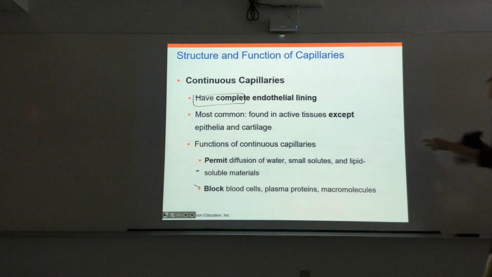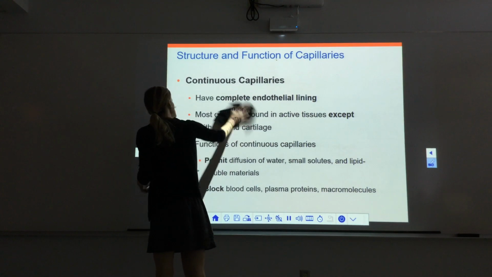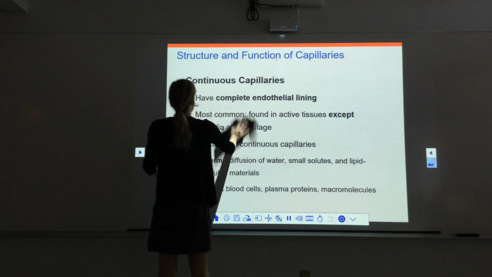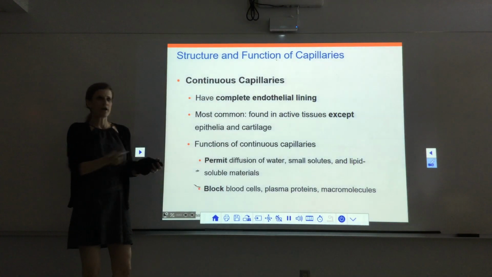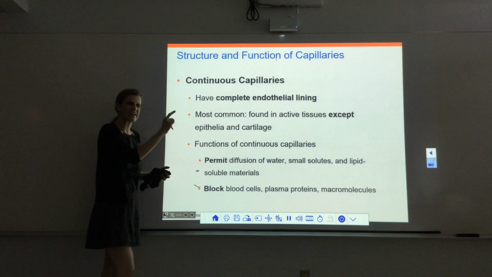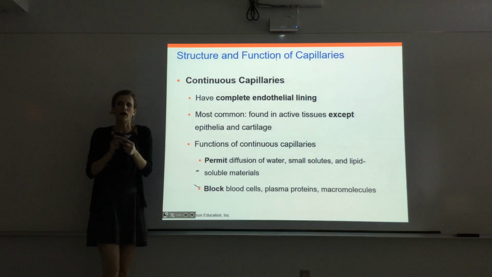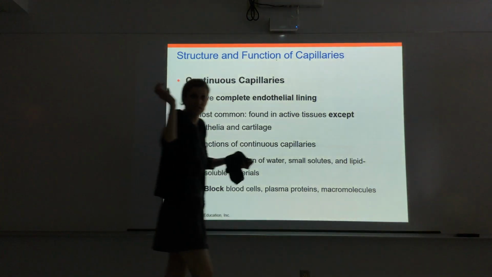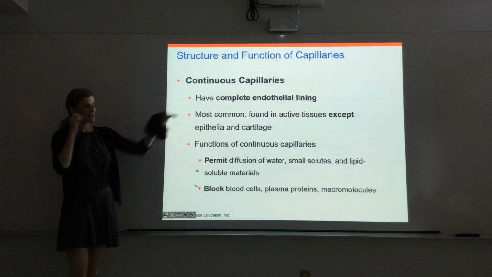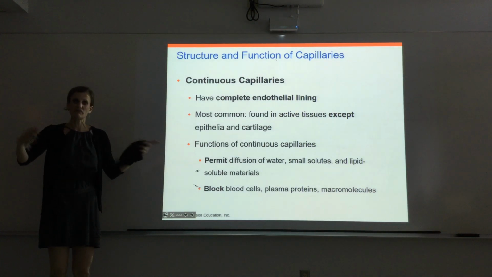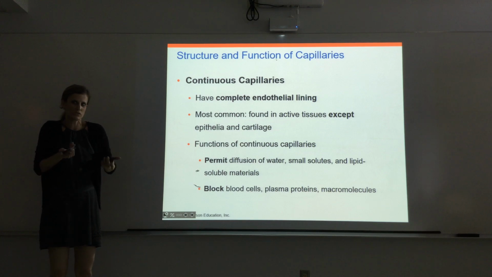So continuous capillaries, which are the most common capillaries that we have throughout most of our tissues and organs, are called continuous because they have a continuous endothelium. You have a complete endothelial lining without any big gaps or pores or holes in it. That endothelium is a pretty solid lining. This is important because that helps to restrict what can enter and leave the bloodstream. It makes it harder for things to enter and leave if you don't have big holes and gaps present.